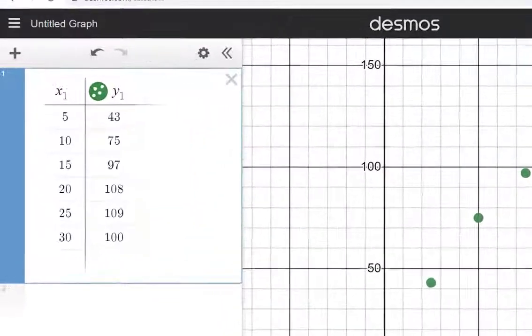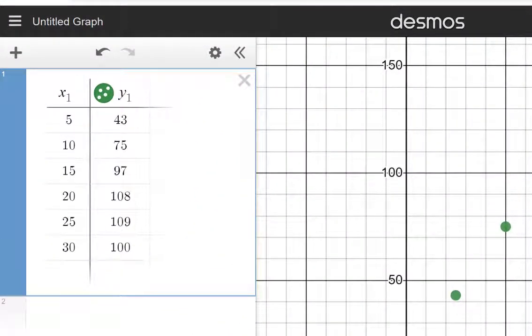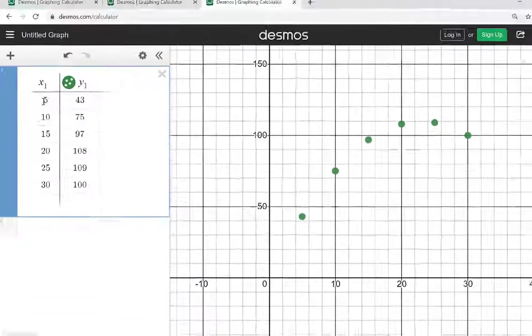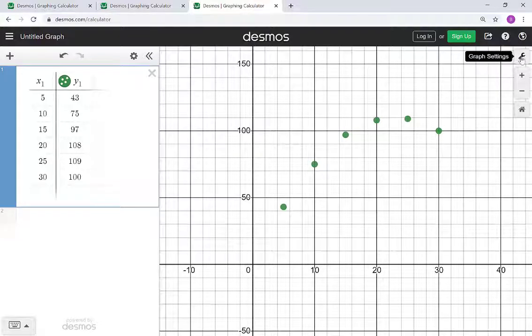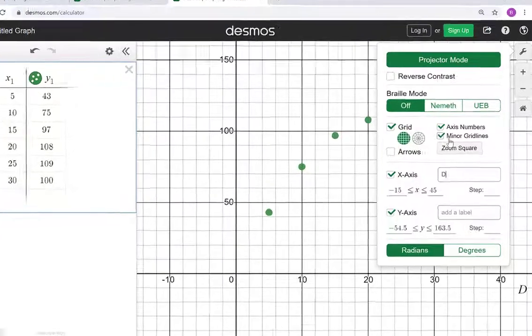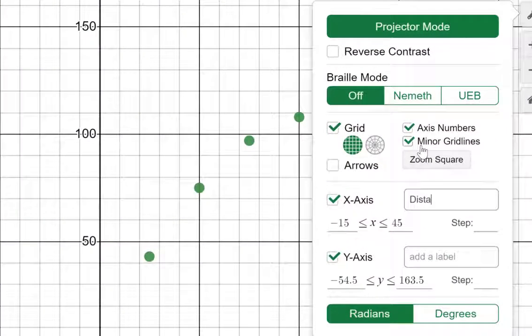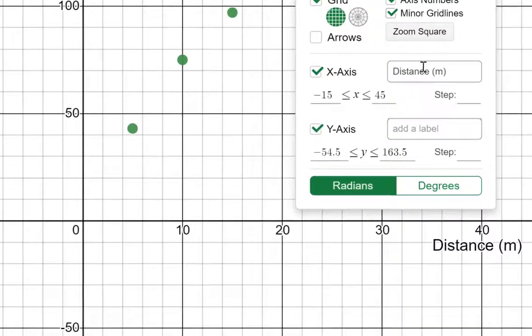So first off, I typed in our values as shown over here. Then I can add my axis titles if I'd like. So our x-axis is the distance in meters. And then our y-axis is the height in meters.